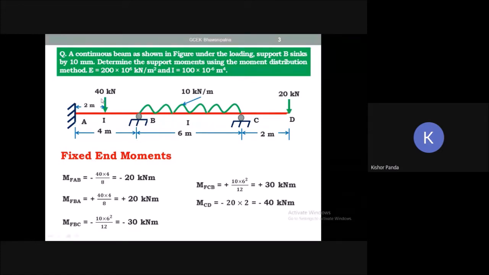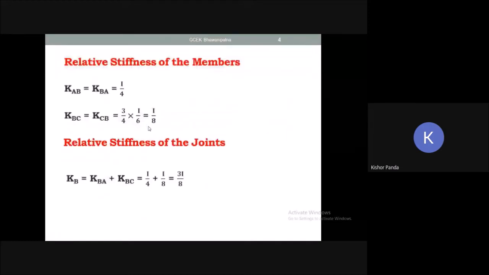Here you see, when you are considering span AB, support B is on the right side and support A is on the left side. So here support B sinks 10 mm in the downward direction with respect to A. So in this case, what is the fixed end moment due to sinking of support? When the right support sinks by 10 mm with respect to the left support, in that case you have to take the fixed end moment.